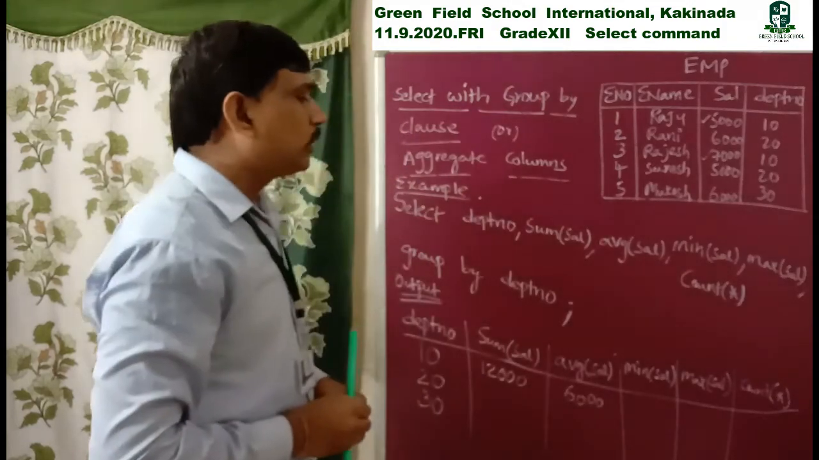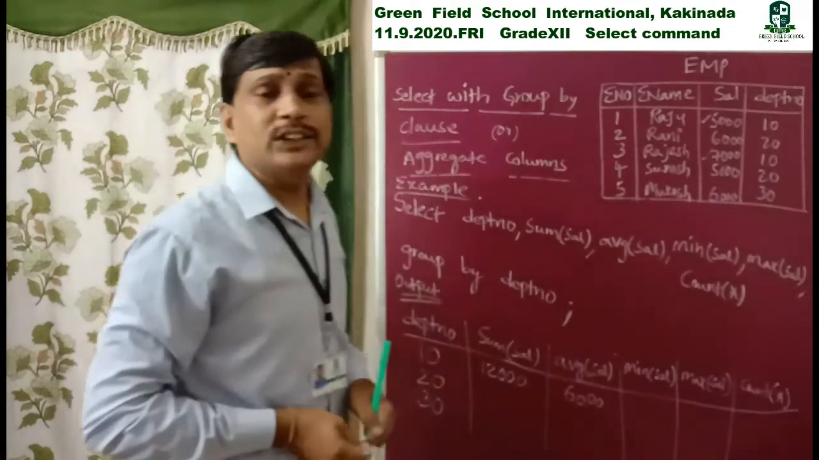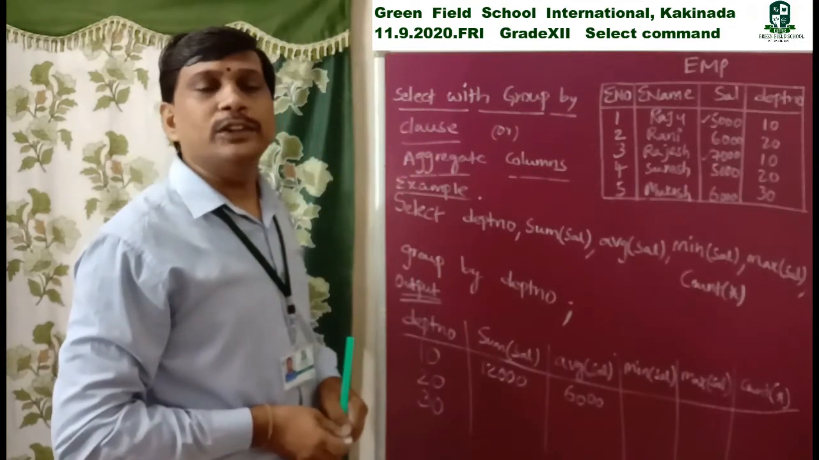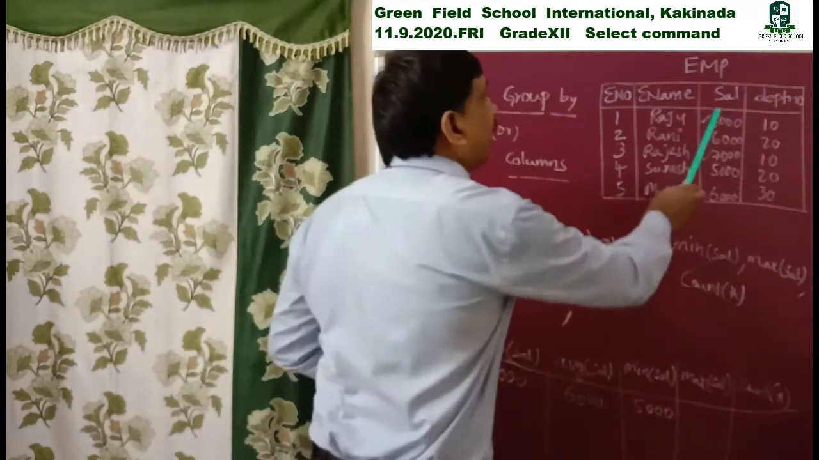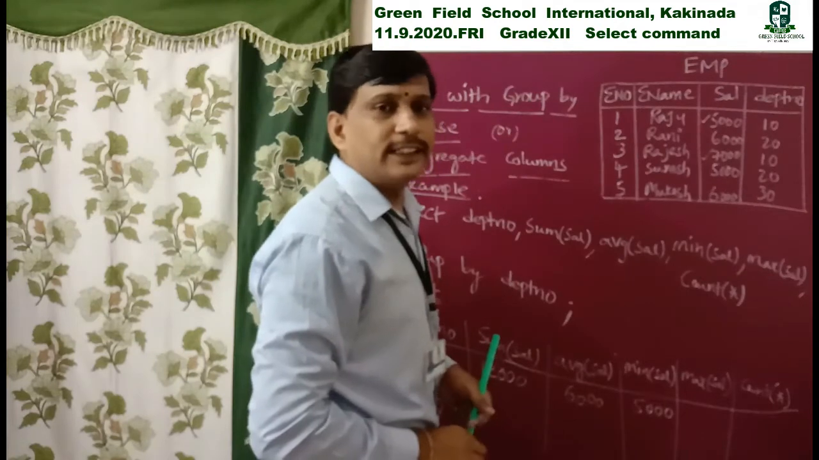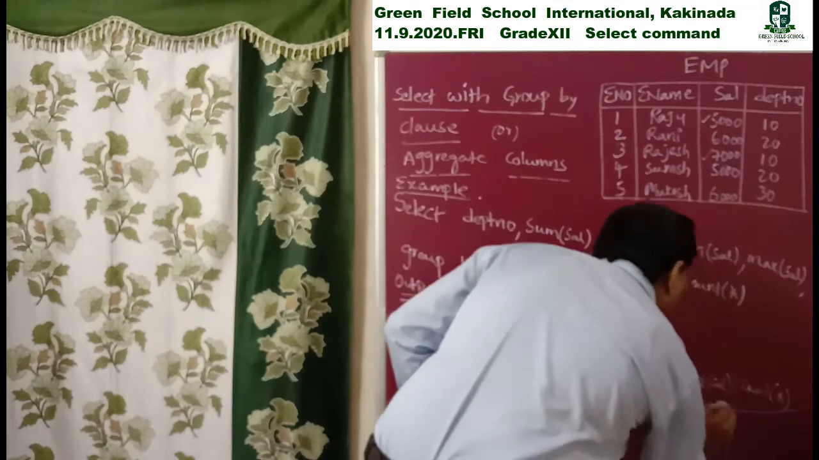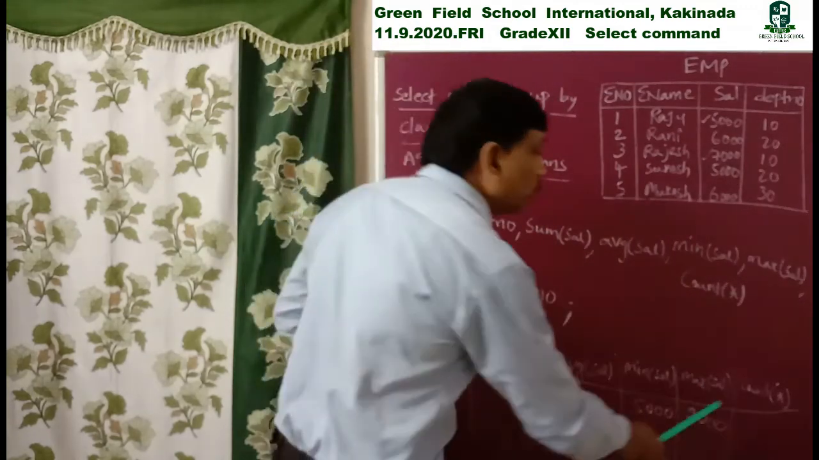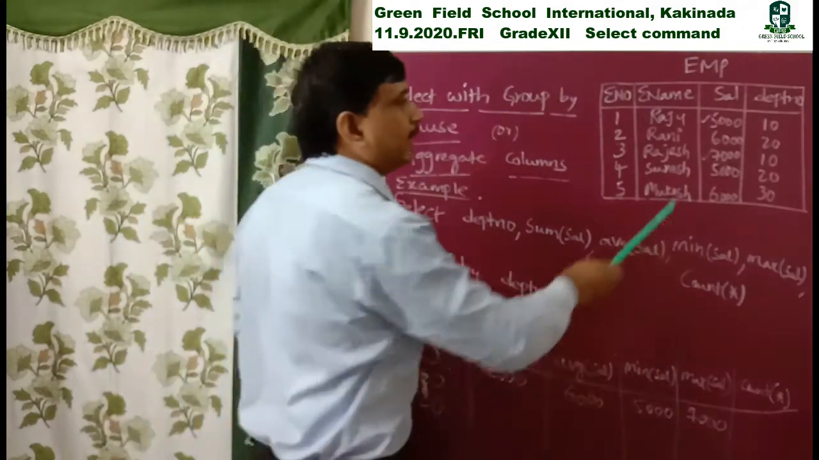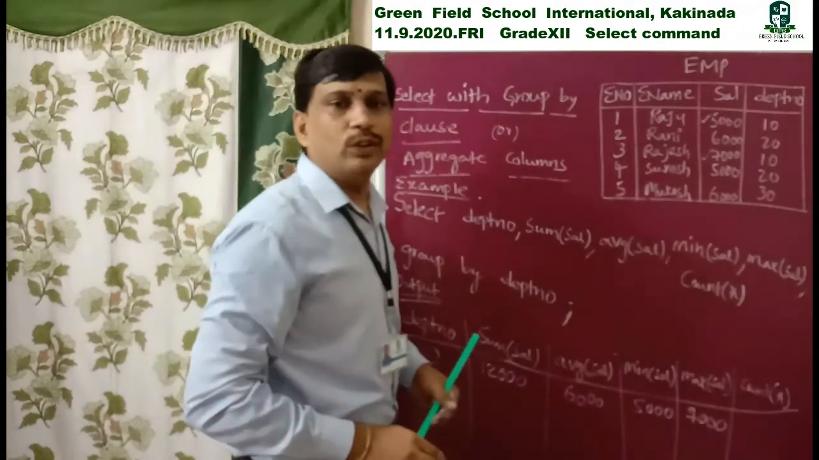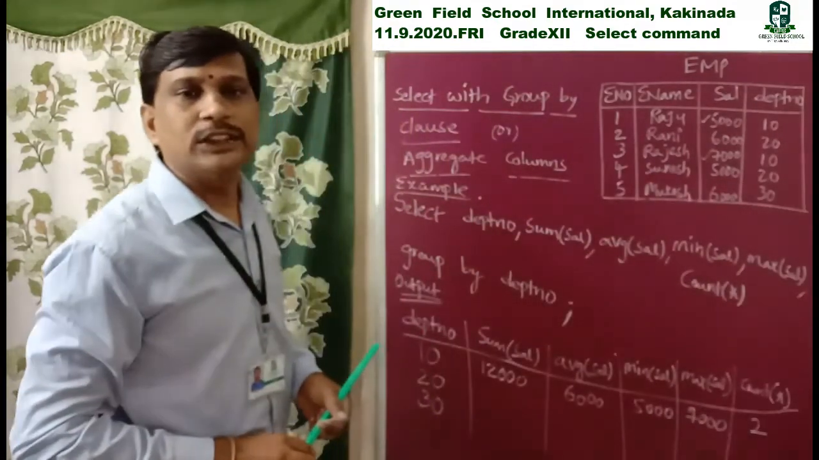Okay. Next, coming to minimum of sal. So 5,000, 7,000. Out of these two values, which one is minimum? 5,000 is minimum. Out of these two values, which one is the maximum? 7,000. That's why it displays 7,000. Next, count of star. How many values are there in the 10th department? Two salaries, one is 5,000, one is 7,000. That's why count of star displays 2. Total number of employees is 2.